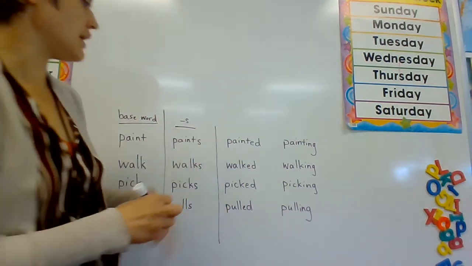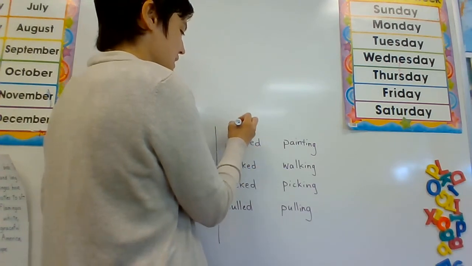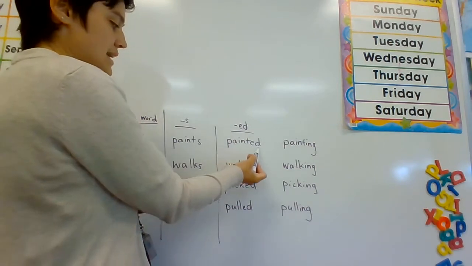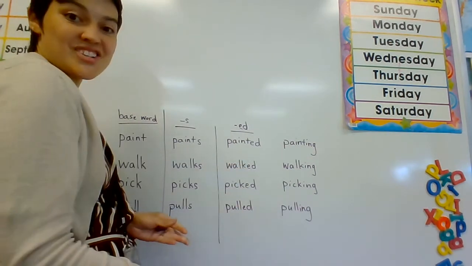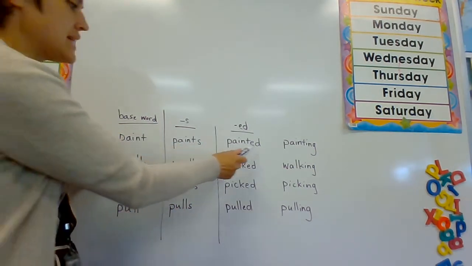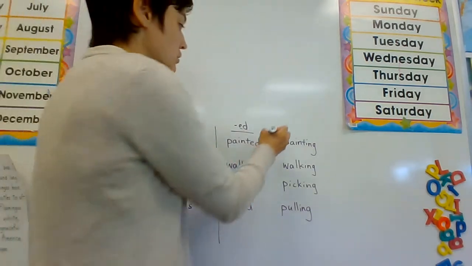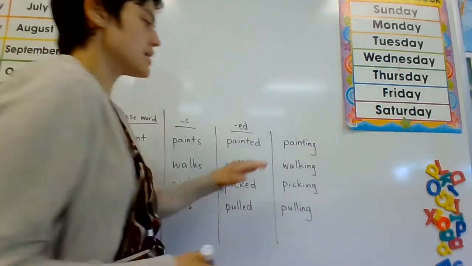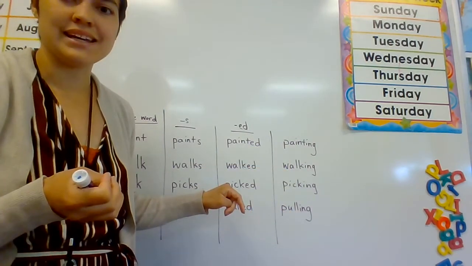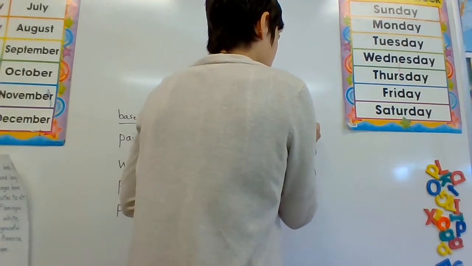Now I will put suffix or word ending ED at the end here. All of these words have an ED at the end of them. And that means that we took our base word, paint, and we put an ED at the end to change the word. Okay? So, our last one, what do you think might be our last word ending or suffix? Ing, I-N-G, ing.